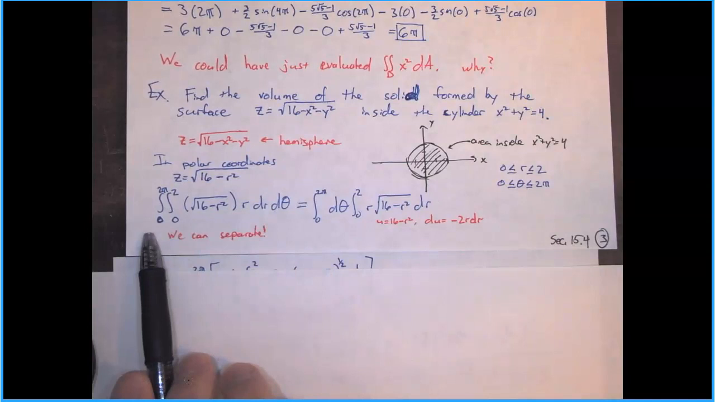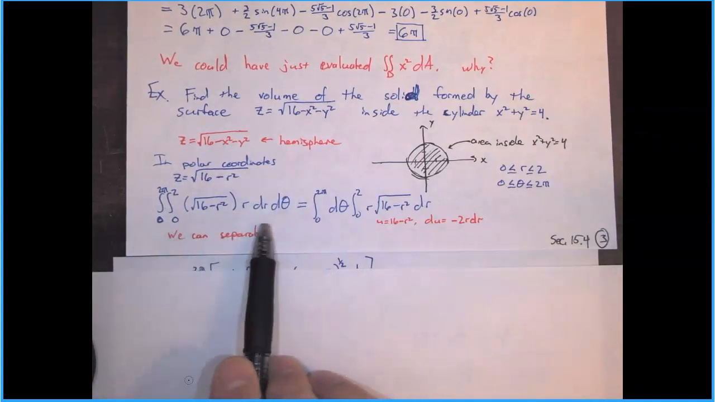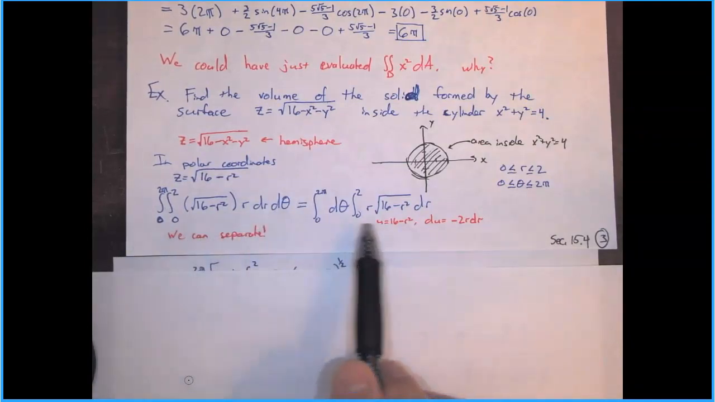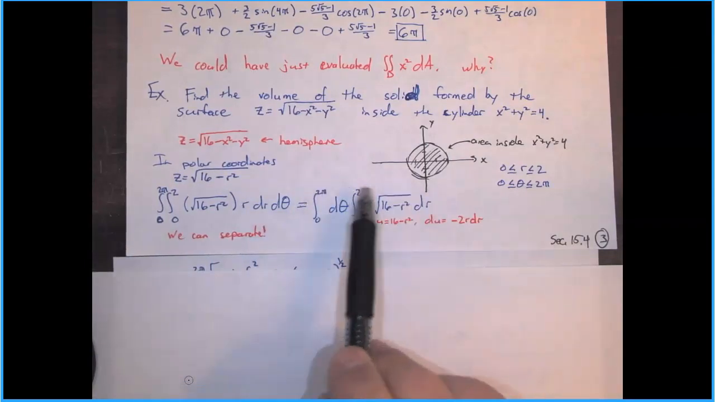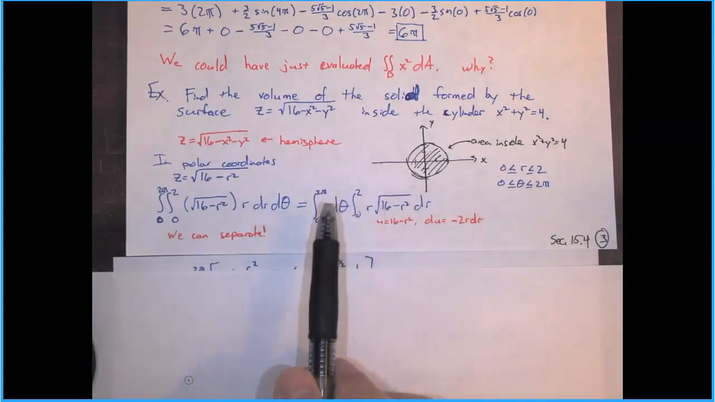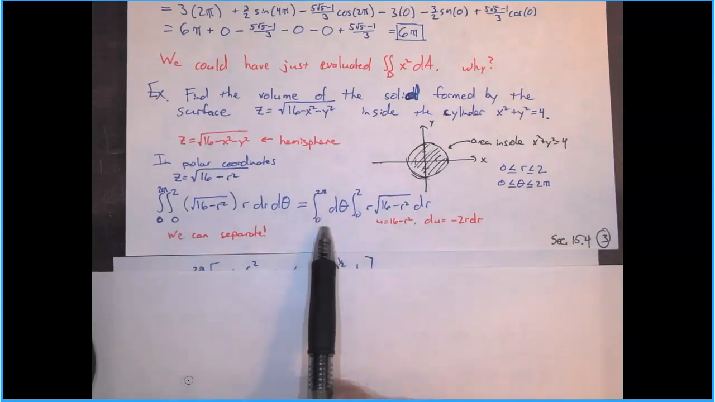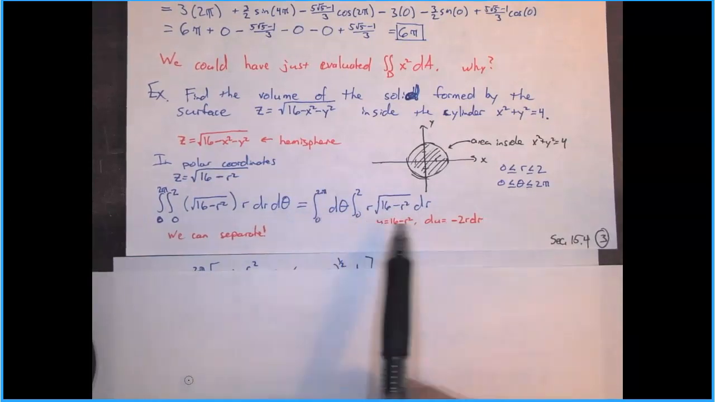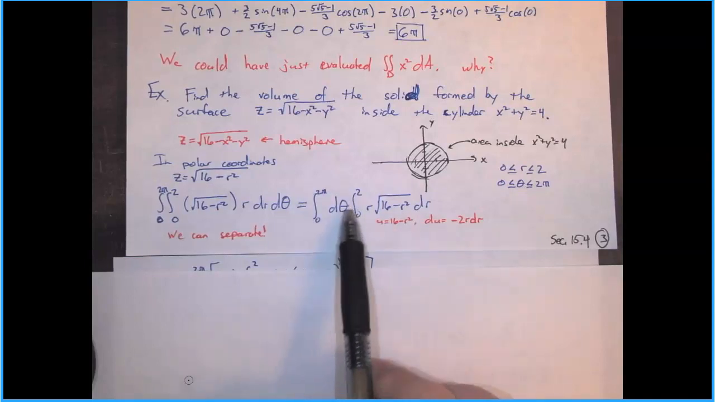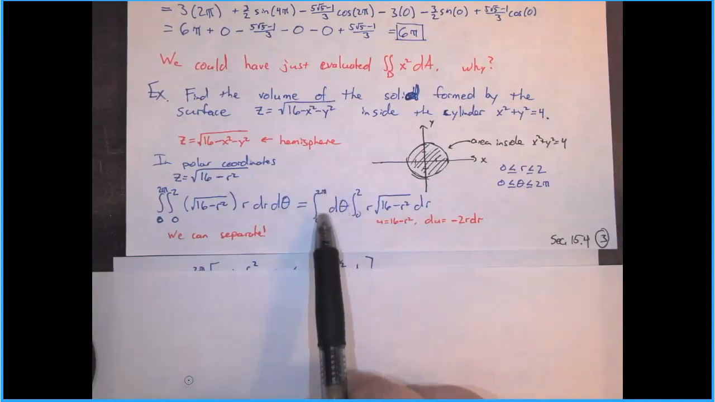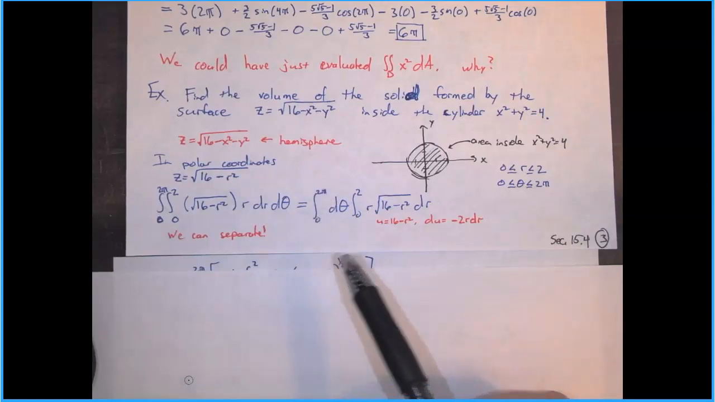You don't have to do this. You could just go through and integrate as we always do. But in this case, I'm going to go ahead and separate things. So instead of a double integral, I have a product of two single integrals. Here's just the integral in theta, which is just integrating 1, and here's the integral in r, which is this function. Now here this is going to be easy. I'm just integrating 1, so it's the length of this interval, so it's just 2 pi.